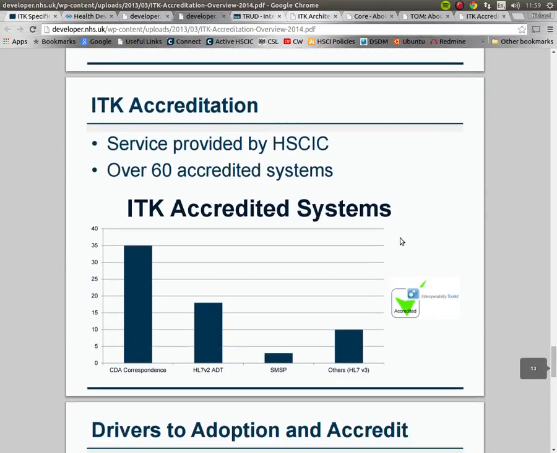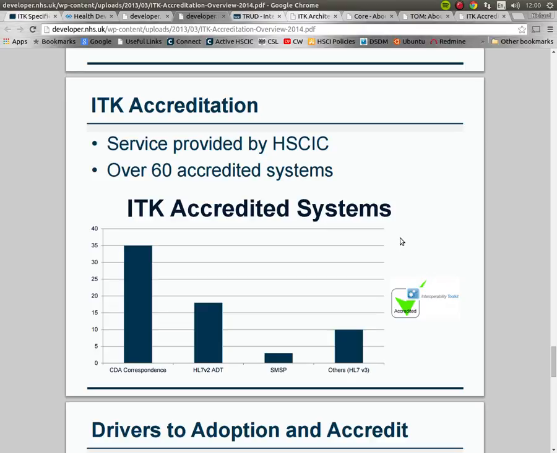This slide is slightly out of date now. The number of accredited systems has gone up, but I think it shows the key divisions in terms of implementations, and the fact that predominantly to date CDA has been the key set of specifications that have been implemented. Certainly from a HSCIC perspective, CDA remains something that we're heavily focused on.